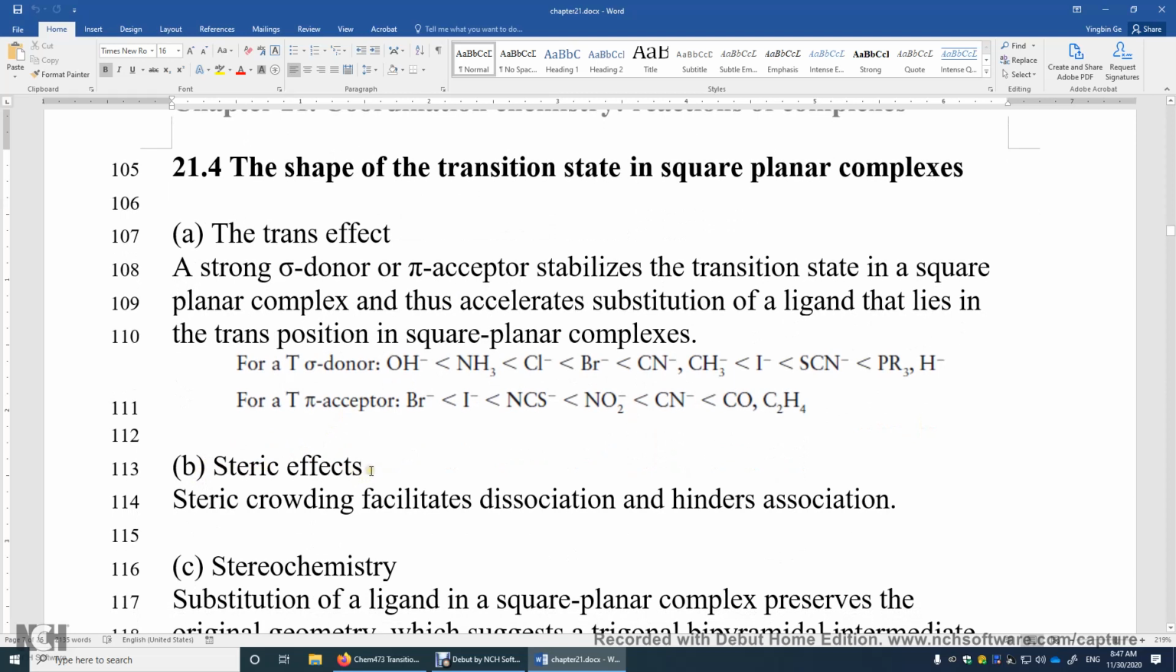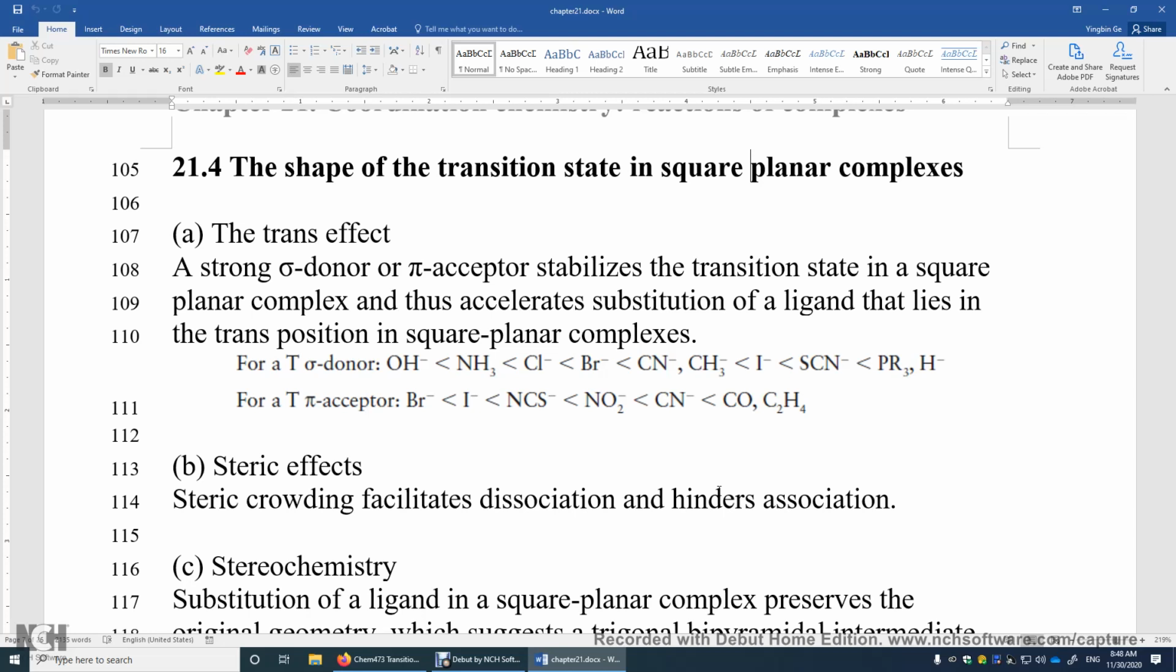Subsection B, steric effects. This is quite obvious. If you have 4 bulky ligands in the square planar complex, dissociation mechanism is more likely than the association mechanism. One example of a bulky ligand is tricyclohexylphosphine ligand with 3 cyclohexyl rings on each phosphorus atom. And then if you have 4 such ligands, you have 12 rings. Another example is triphenylphosphine. These are really bulky ligands.